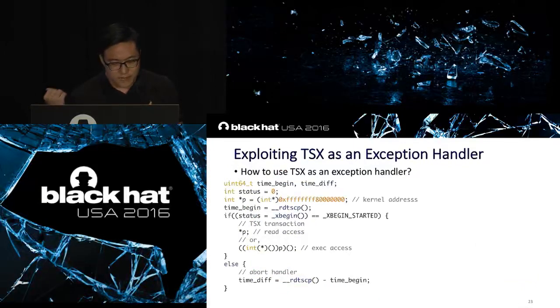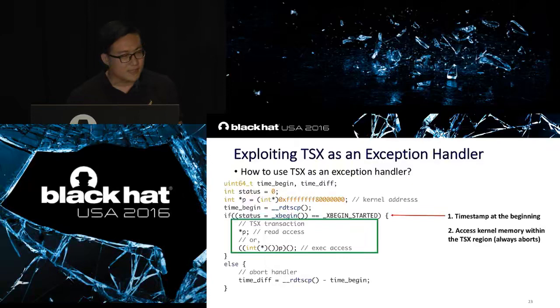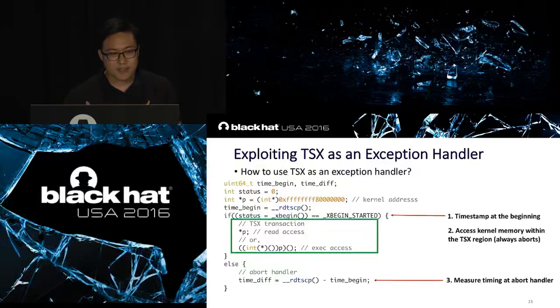So we can use the following code to check the timing. Before invoking the TSX region, we can get the timestamp by calling rdtscp, and then we try to access a kernel address inside of the TSX region, which will always fail. Then the processor will call the abort handler. So we measure the timing before getting into the TSX region and at the abort handler to measure the timing for the page fault.